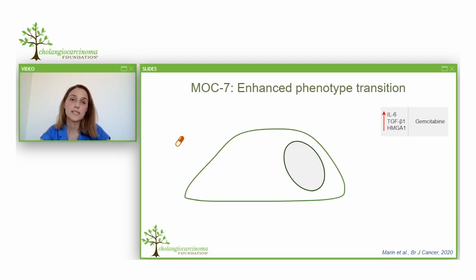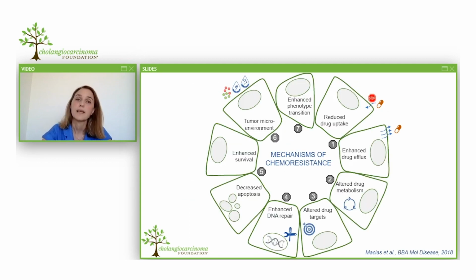And finally, MOG7 refers to enhanced phenotype transition. Mesenchymal cells, that means this change from epithelial to mesenchymal transition. And mesenchymal cells are considered highly chemoresistant. For instance, increased levels of these proteins are associated with lower response to gemcitabine by inducing this epithelial mesenchymal transition.